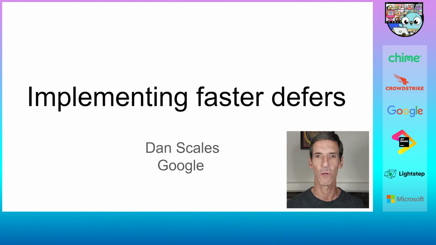I'll talk first about the semantics of defer and contrast it with related features in other programming languages. But then I'll mainly focus on how defer is implemented in the Go compiler and runtime, and describe how we made defer run very efficiently in Go 1.14.